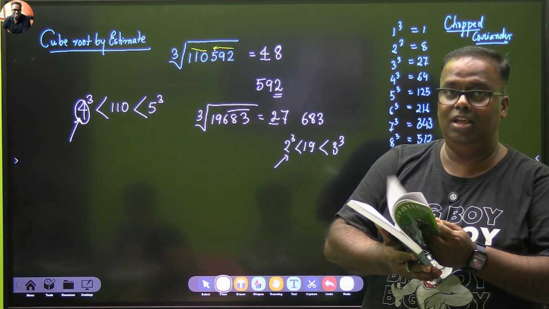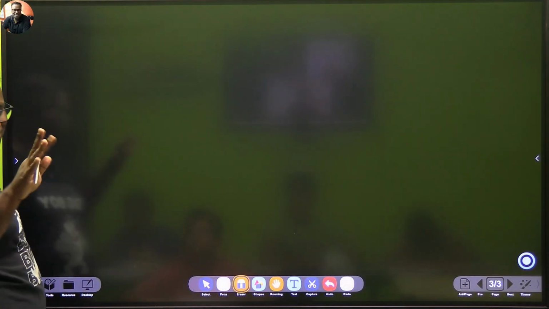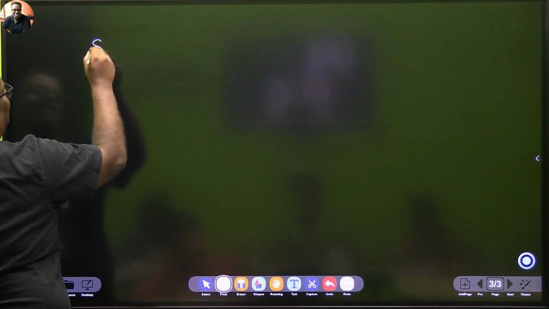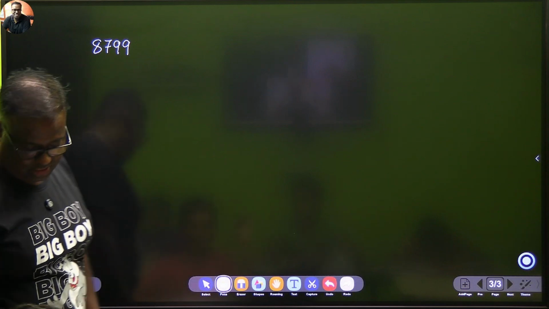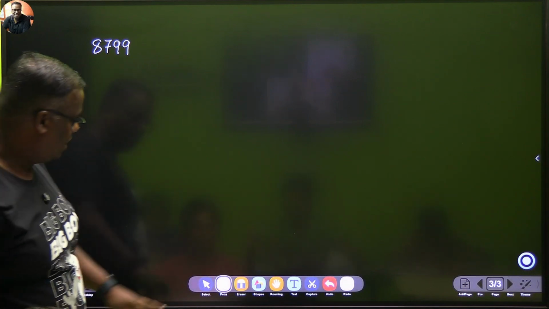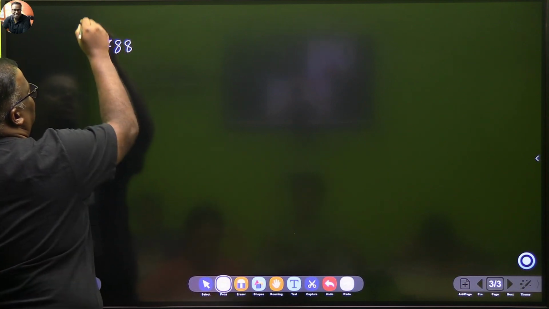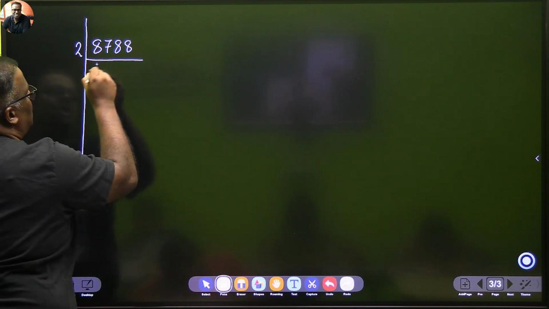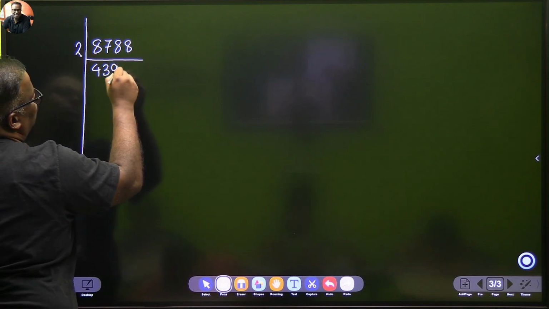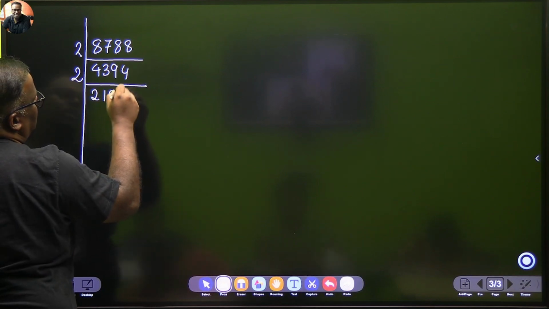Exercise 4A. We know what is his problem, right? What is his problem? We know. So it is 8799. Correct? This is the number, or 8788? 8788. Okay. So it's 8788 and we are supposed to do the prime factorization of it. So obviously even number, we'll start with 2. 2 4 times is 8. 2 3 6. 2 9 18. 2 4 8. So we can start with 2. 2 2 4. 2 1 2.